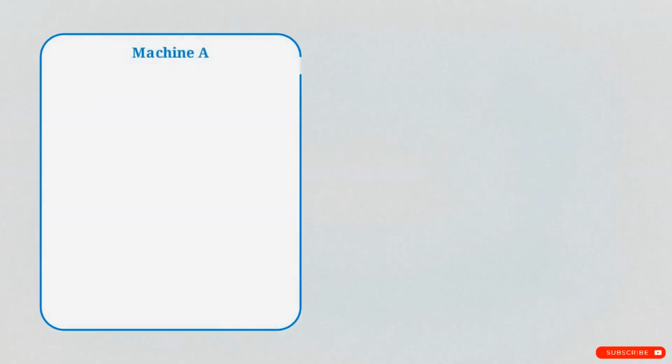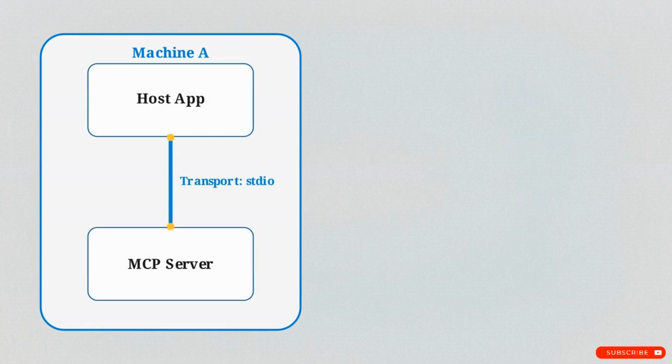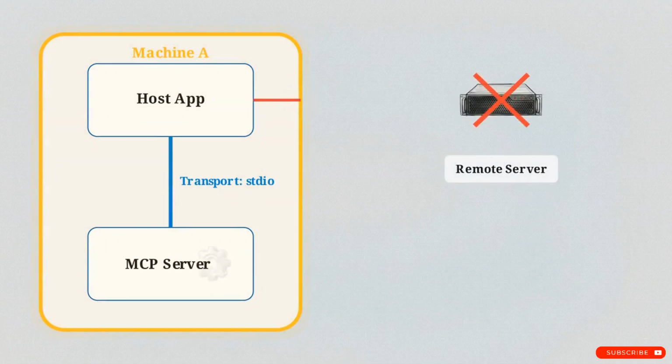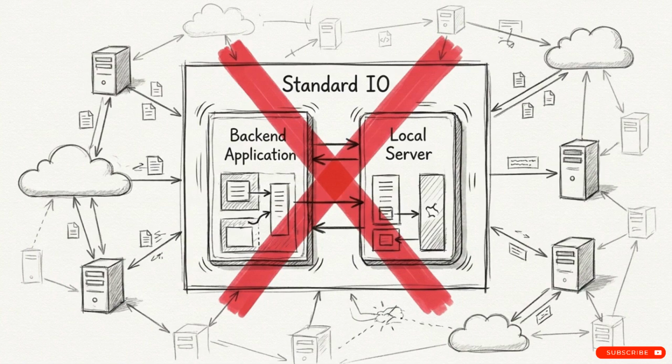Most quick start tutorials connect client and server using standard input I/O, or stdio. This method locks both nodes to the same physical machine, preventing scaling. Spinning up a dedicated server just to run a local script is an over-engineered bottleneck. Relying on standard I/O for a standalone backend creates friction that obscures MCP's capability for distributed scaling.